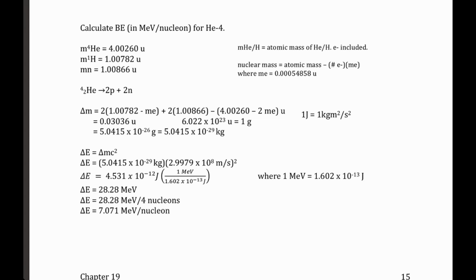But we were told in the problem that we should report it per nucleon. So when helium-4 breaks down, it breaks down to 4 nucleons. So we take that 28.28 MeV and we divide by 4 nucleons, and we get that the delta E is 7.071 MeVs per nucleon.